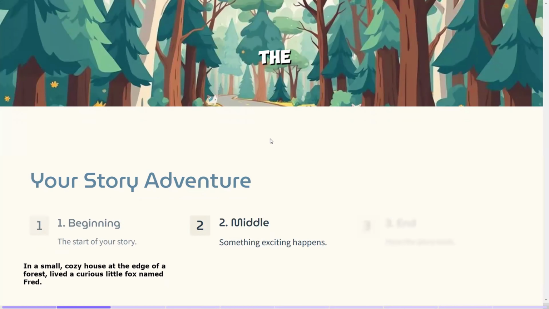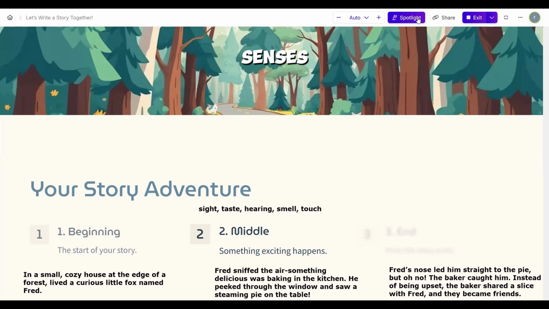Step 2 is the middle. This is where something exciting or tricky happens. The problem happens over here. Now use your 5 senses to describe what's happening. What are the 5 senses? Sight, taste, hearing, smell, and touch. So these 5 senses need to be used while you're writing your English composition.